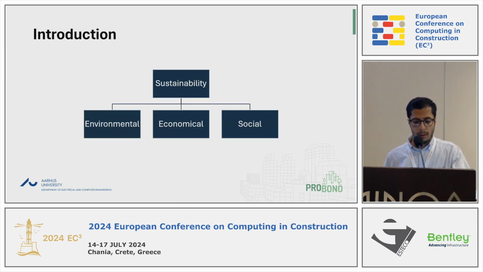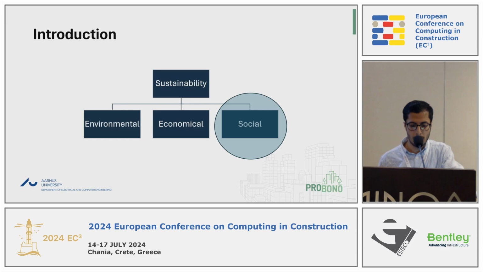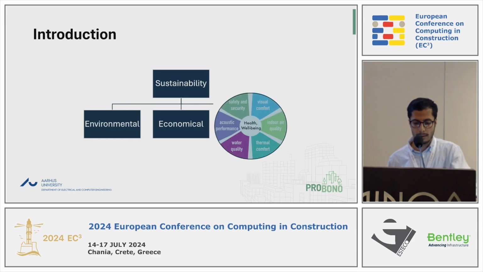So stakeholders of large construction projects are highly concerned with sustainability aspects. Sustainability is believed to have three major pillars, including environmental, economical, and social sustainability. In my project, we primarily focus on social sustainability aspects, and such aspects include criteria that directly affect the health and well-being of building occupants, such as visual comfort, indoor air quality, water quality, and so on.